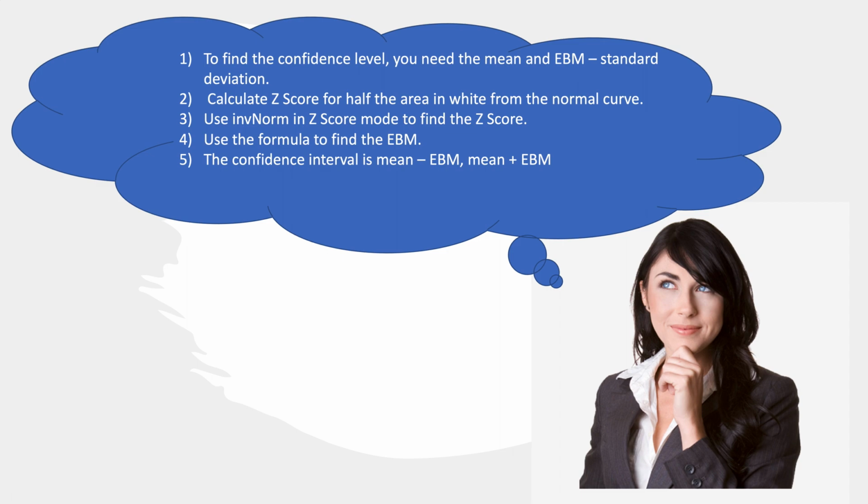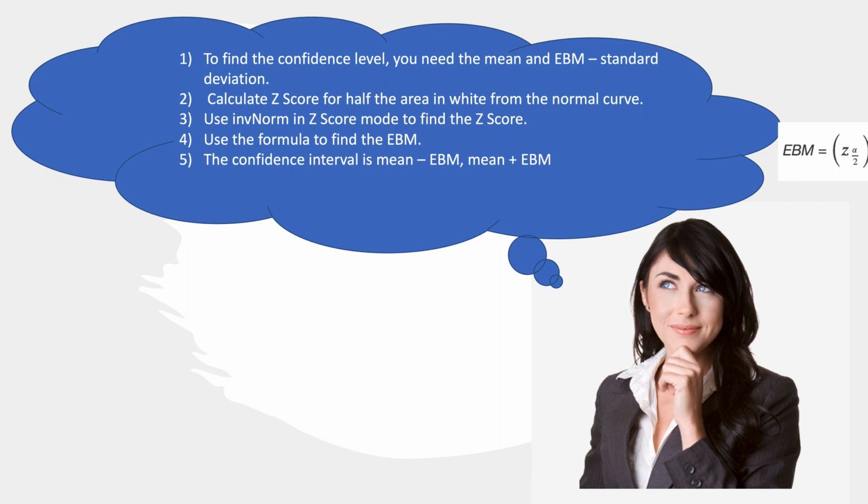Next, I use the inverse norm in z-score mode. That's with the 0 and the 1 in the last two places to find the z-score. Then we use the formula, because I need that in the formula to find the error bound. And then the confidence interval is the mean minus the error bound and the mean plus the error bound.